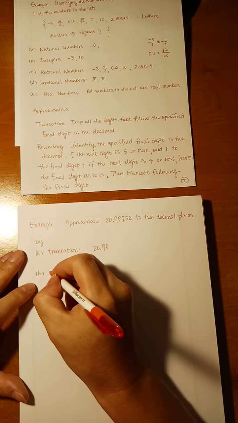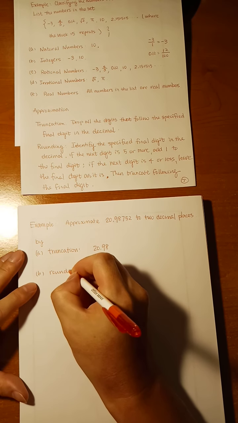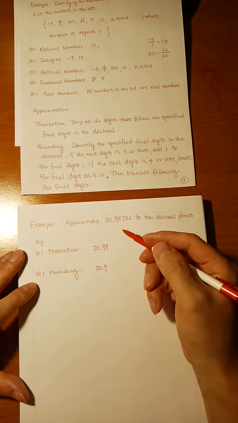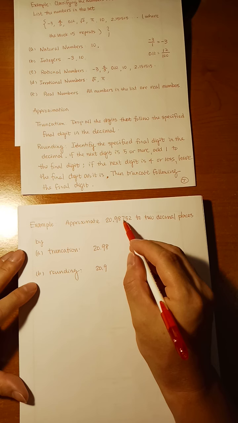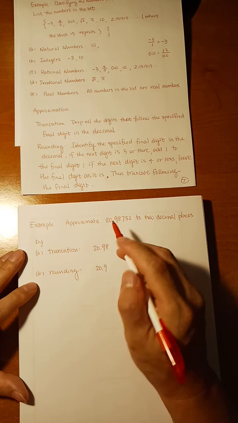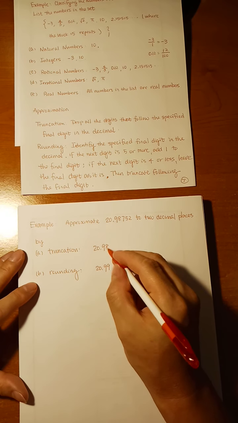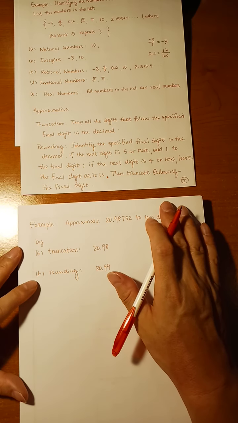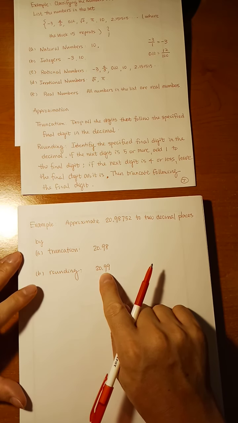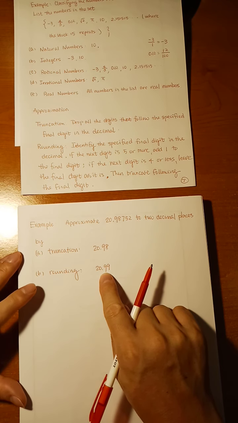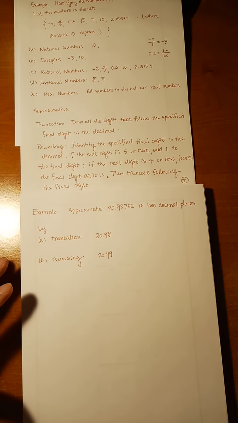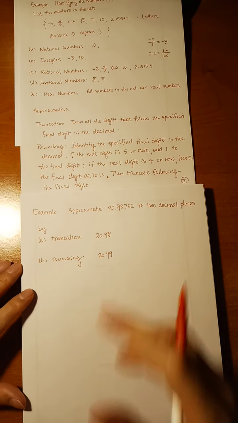And if by rounding, you have 20.98, and 8 you don't know if you change it or not. After 8 you check the next digit, it is 7, it's greater than 5, so you're going to add 1 to the final digit. 8 plus 1 is 9, and then you truncate the following digits. So the approximation is 20.99. By truncation it's 20.98. All right, so that's a difference.